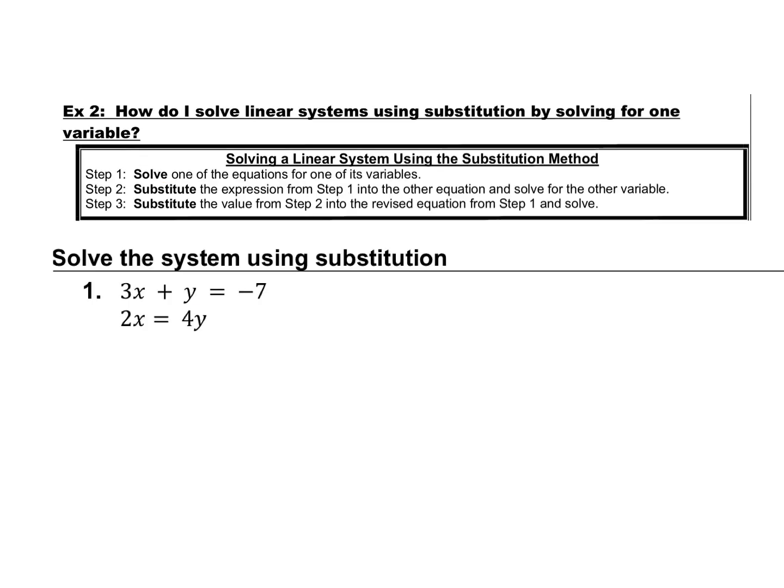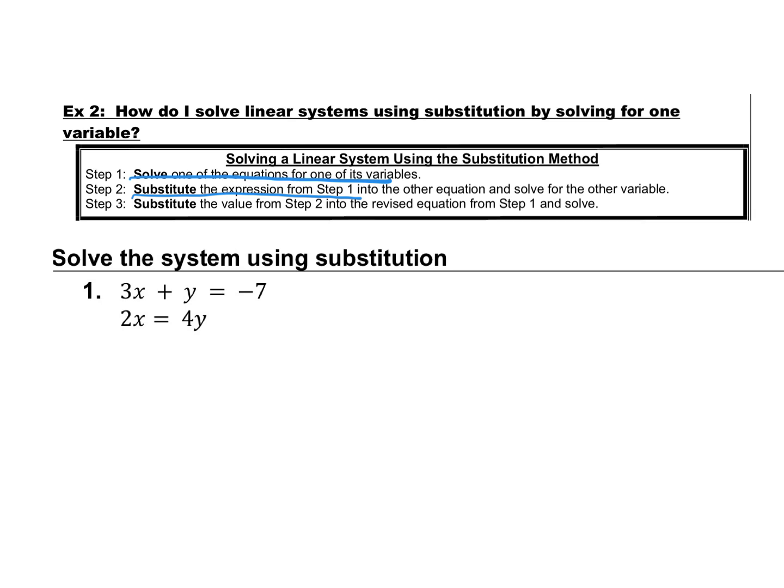All right, example number 2. How do we solve linear systems using substitution by solving for one variable? So our steps in solving linear systems with substitution: the first step, we're going to solve one of the equations for one of its variables. And yesterday, remember, they were already solved for the variable. Then we're going to substitute the expression from step 1 into the other equation and solve for one of the variables. And then remember, we then substitute that value into one of the equations and solve for the other one.